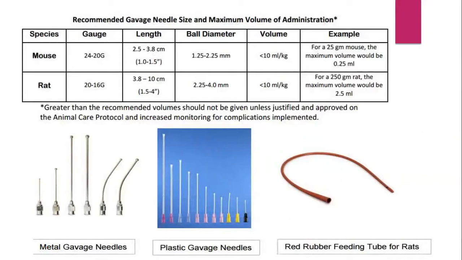Example, for a 25 gram mouse, the maximum volume will be 0.25 ml, and for a 250 gram rat, the maximum volume will be 2.5 ml. Next is the diagram of a metal gavage needle, a plastic gavage needle, and here is the red rubber feeding tube for rats.